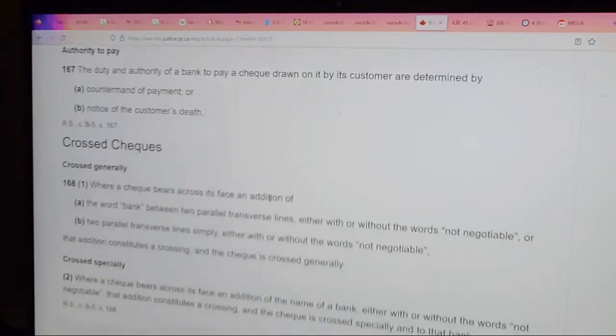Authority to pay. 167. The duty and authority of a bank to pay a check drawn on it by its customers are determined by A. Countermand of payment, or B. Notice of the customer's death.